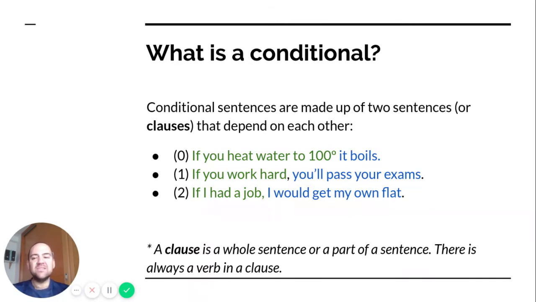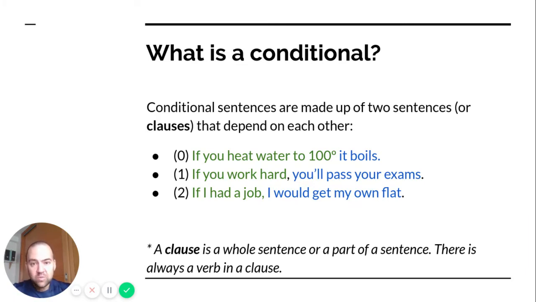we notice that it doesn't have the full meaning, okay? This is what we would call a subordinate clause. We need the other clause for it to work. It's a sentence because it has a subject and it has a verb. You and work, okay, it has subject and verb, but it's a clause in that it doesn't have full meaning. Okay, so conditional sentences, let's go back to this. They are made up of two clauses that depend on each other.